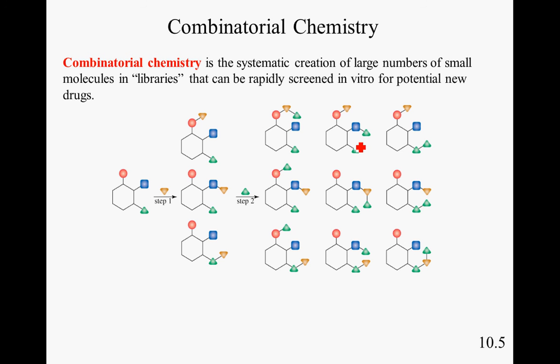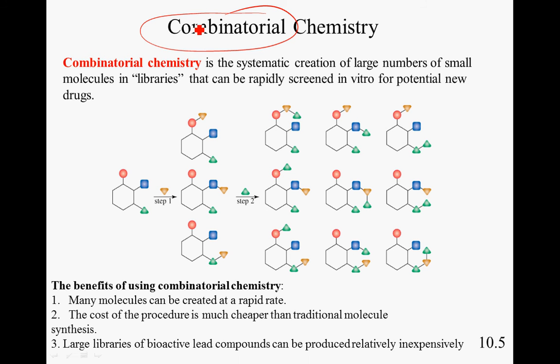Computers are now used to help determine plausible drugs for certain diseases. This is called combinatorial chemistry, which is the systematic creation of large numbers of small molecules in libraries that can be rapidly screened in vitro for potential new drugs. There are many benefits to using this system. It's much faster than creating each product individually, cheaper, and the best compound can be produced rather inexpensively.